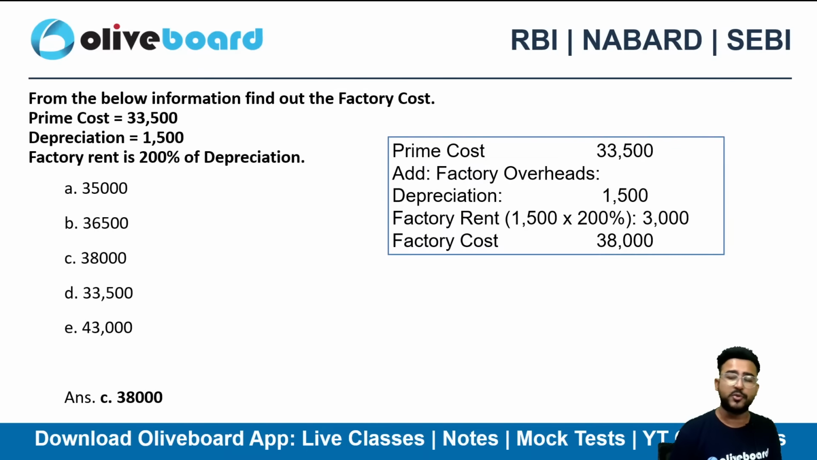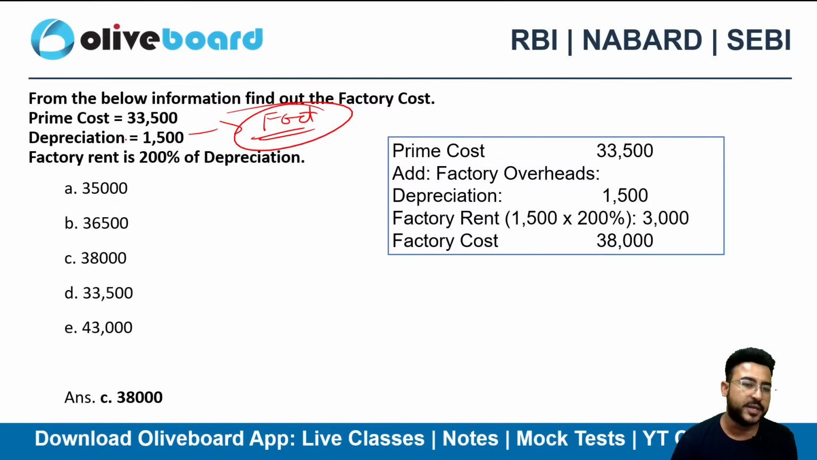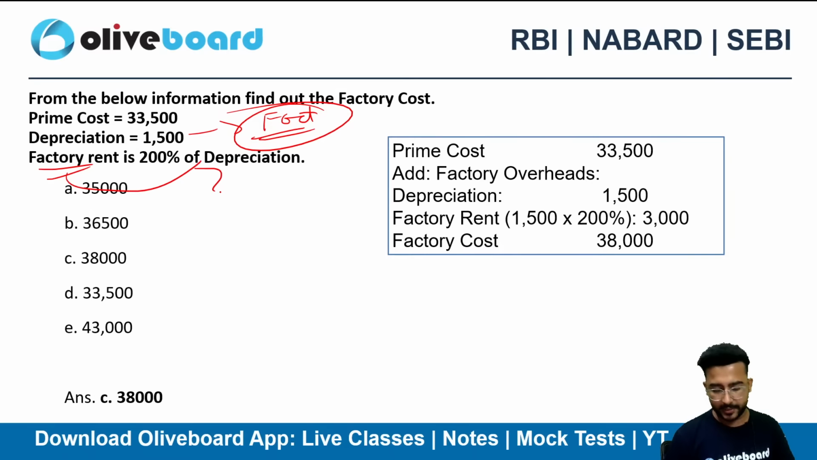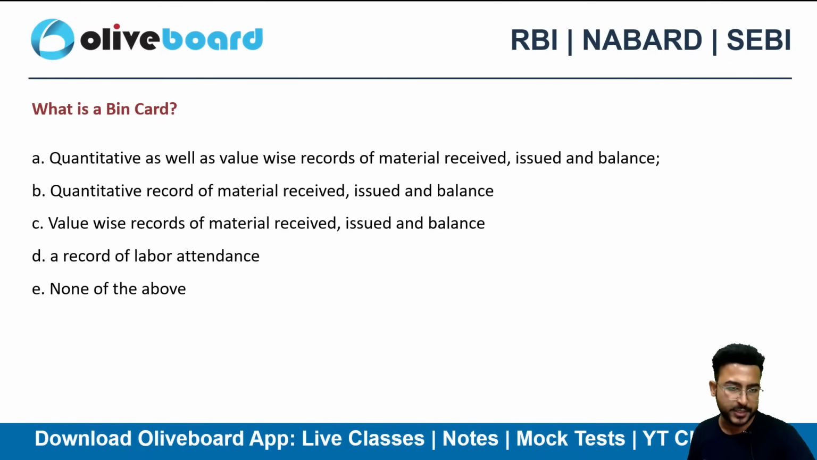यहाँ पे आपको डेप्रिसिएशन को भी इंक्लूड करना पड़ेगा, राइट? अज्यूमिंग द फैक्ट दैट दिस डेप्रिसिएशन इज रिलेटेड टू फैक्ट्री कॉस्ट. The machinery is in factory, that's why factory rent को भी वो as a percentage of depreciation ले रहे हैं. Otherwise it makes no sense to relate factory rent with the depreciation.